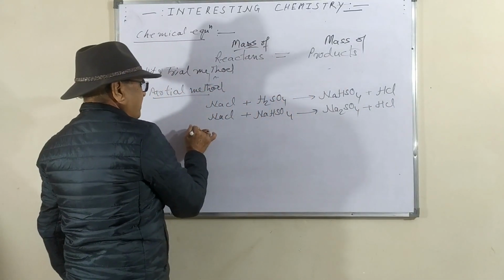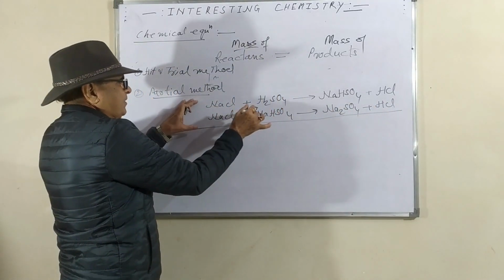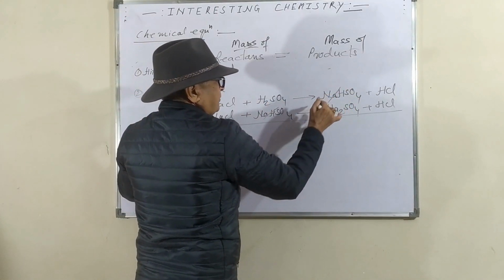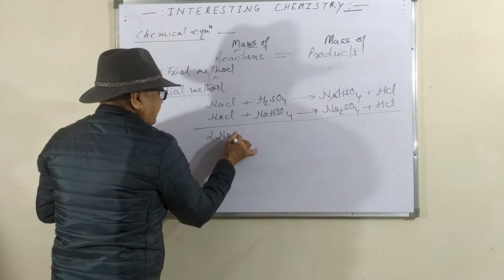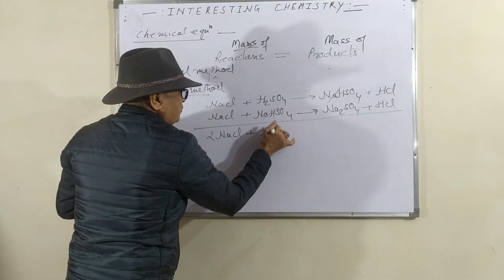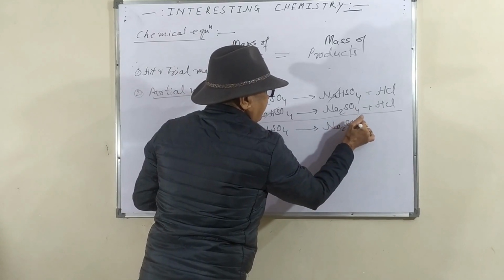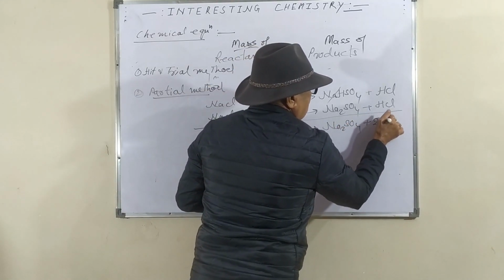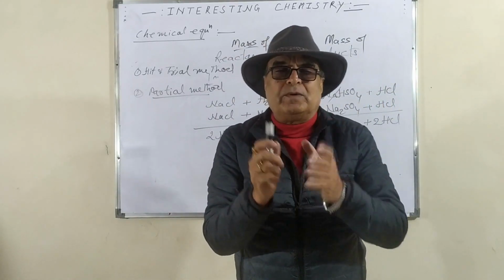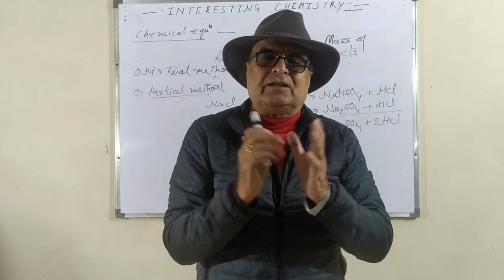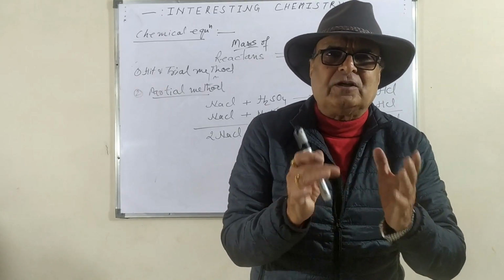These are the partial reactions. The whole reaction you can get by adding these two reactions: 2NaCl plus H2SO4 gives Na2SO4 plus 2HCl. These are the two methods to balance the chemical equation. First one is the hit and trial method, and second one is the partial method.